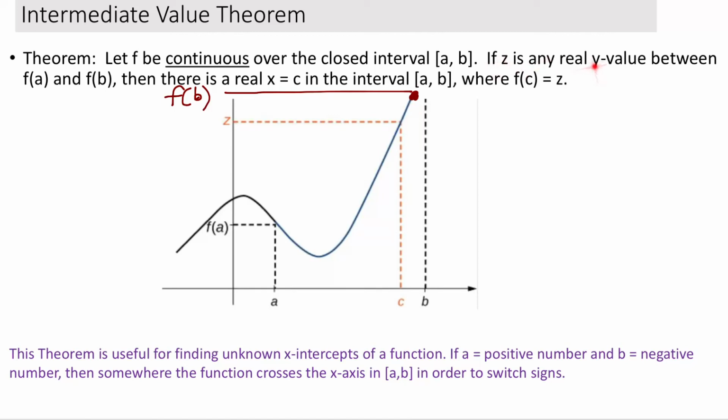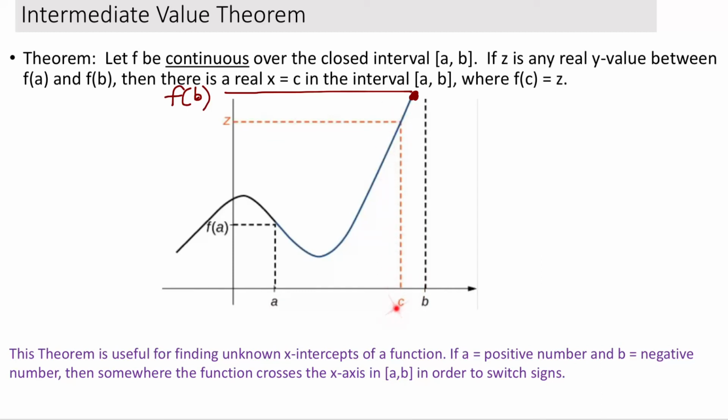If z is any real y value between f of a and f of b, so here's f of b. My graph is chopped off, so it's not lined up properly. And here's f of a. So we said z is any real y value between f of a and f of b. So somewhere in there, and here it is right here. Then there is a real number x is equal to c in this interval a, b.